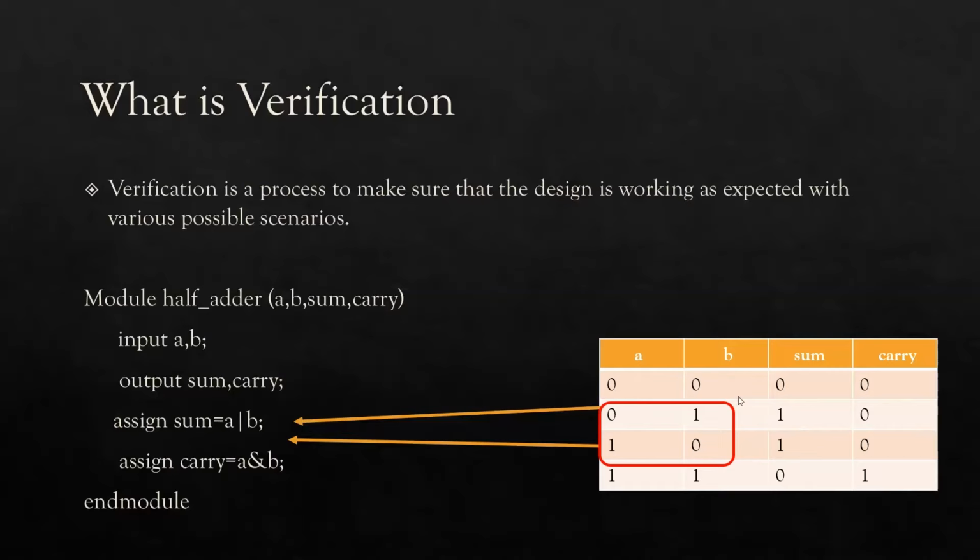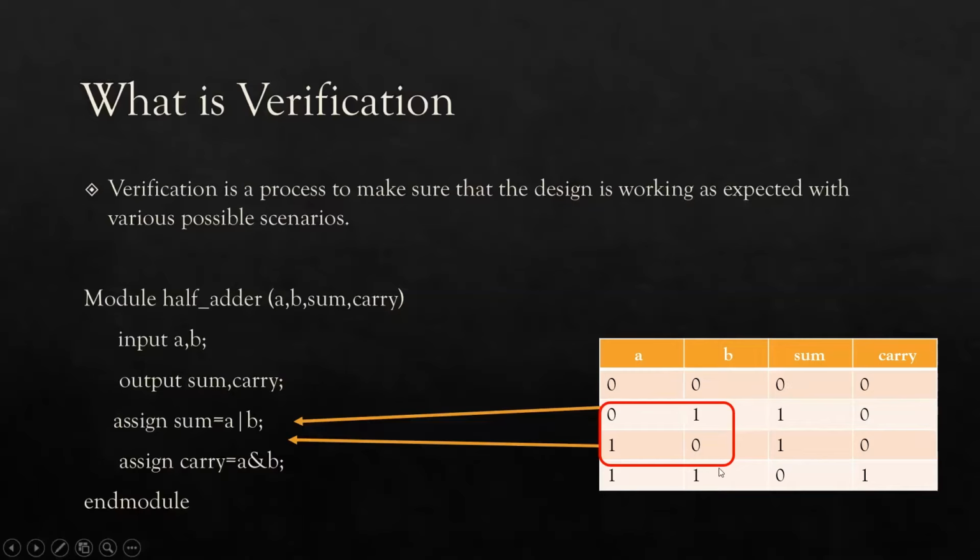Instead of two pairs, if I give all four pairs, these two pairs are verified, and the output is as expected, 1 is coming. When it comes to 0 0, if I give A equals 0, B equals 0, what will be the sum expression? OR of 0 and 0 is 0 only. Yes, your sum is correct.